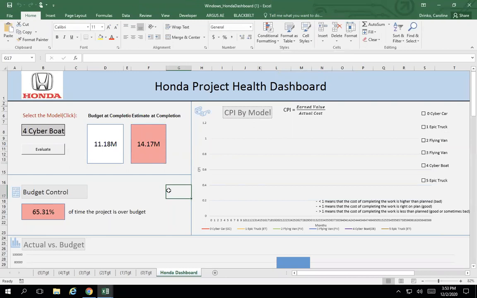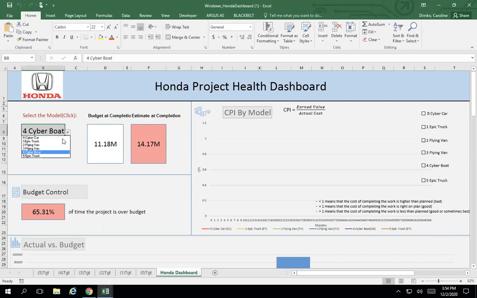Project Health Dashboard. When we talk about this tool, its main focus is to compare different projects with each other according to their health. And when we talk about their health, we are mainly focusing on the relationship between that project's actual cost and its budget.